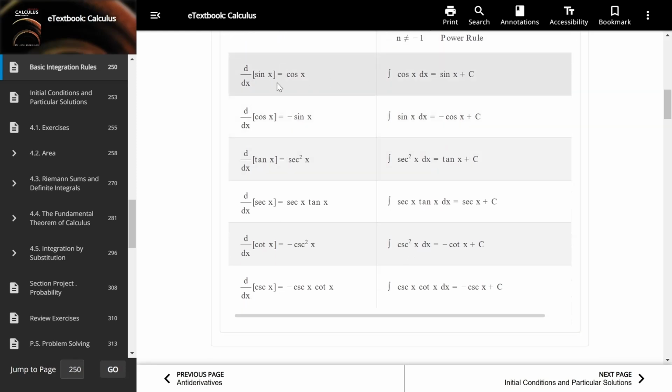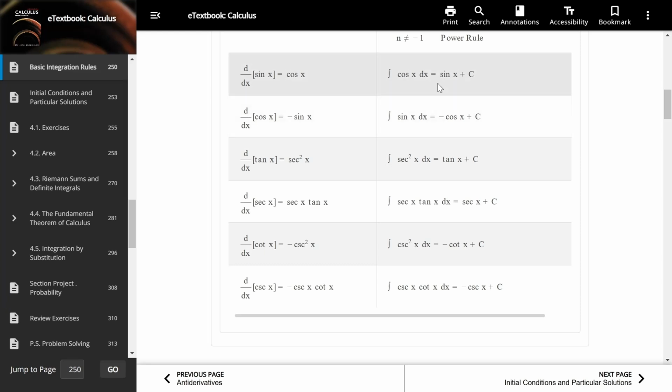Now let's go to the sine, cosine, and all trigonometric functions that you need to know. So sine x, the derivative of sine x, as we know, is cosine x. So in other words, the integral of cosine x is just sine x. We go from here to here.